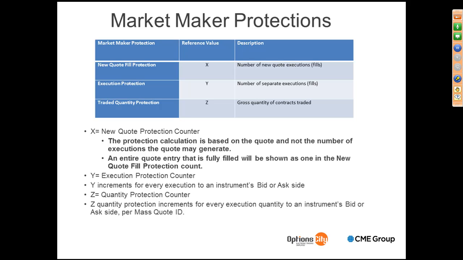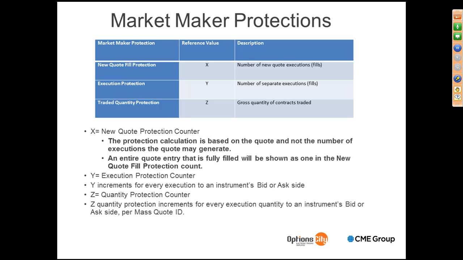The next one is Y, which is the number of new executions. So because of the change in the bid or ask, how many executions did that fill? So the number of execution fills is Y. And Z is called the protection counter. This is the quantity protection counter for every execution quantity to an instrument's bid or ask per mascot ID. And typically Z is much higher than X or Y.